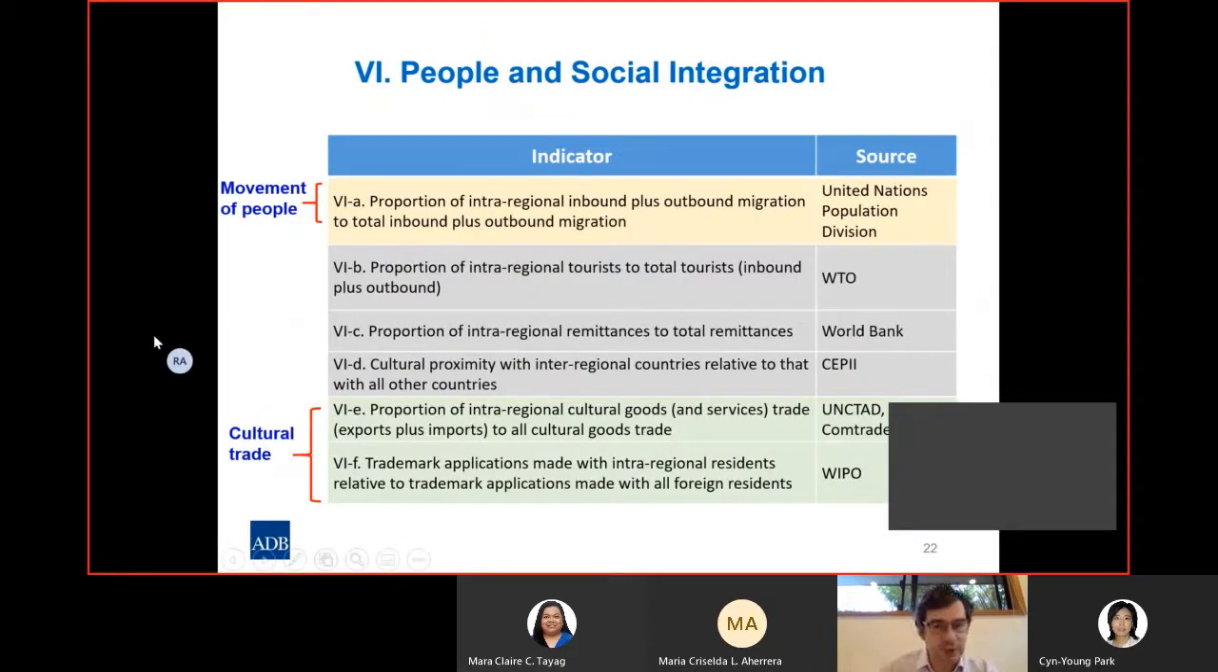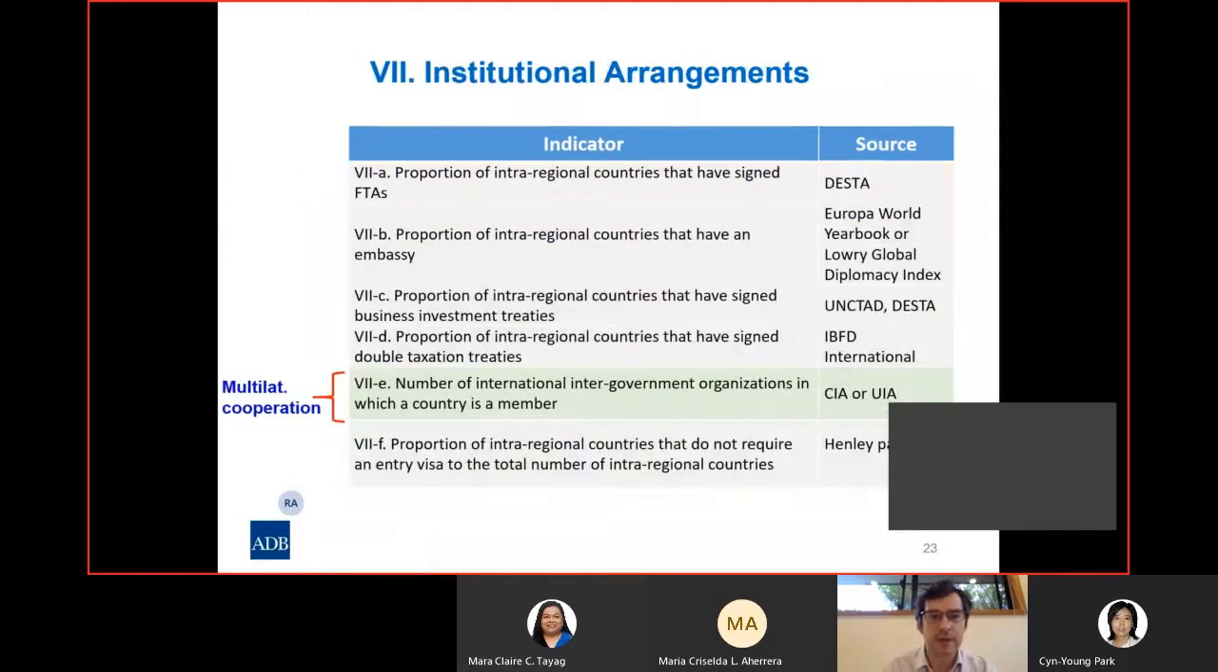On the people and social integration, which used to be the movement of people dimension, basically what we have updated is the indicator on the proportion of intra-regional inbound and outbound migration, which was already considered, but we were not including the outbound migration before. And also we are including 2 indicators of cultural trade, which basically is the proportion of intra-regional cultural goods and services trade to capture this type of social integration. On the institutional arrangements, again, we just add the number of international intergovernmental organizations in which a country is a member.